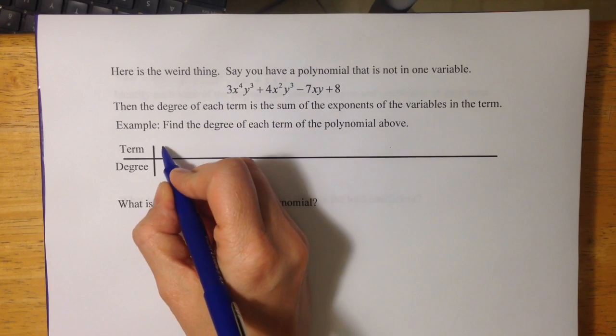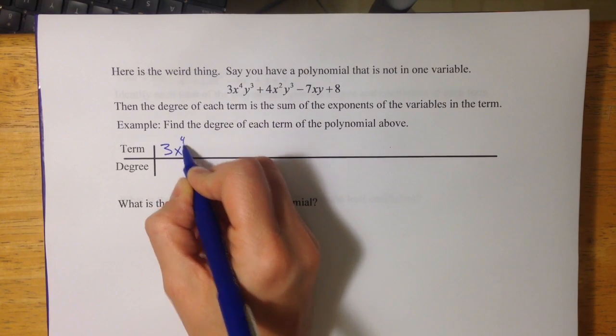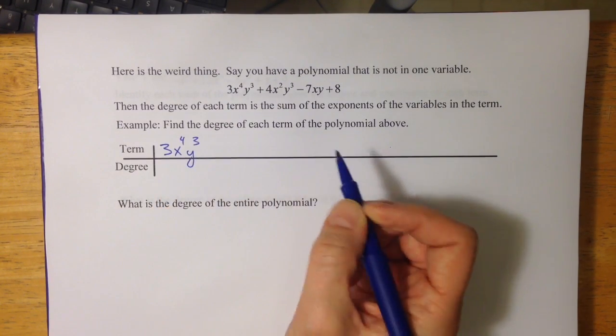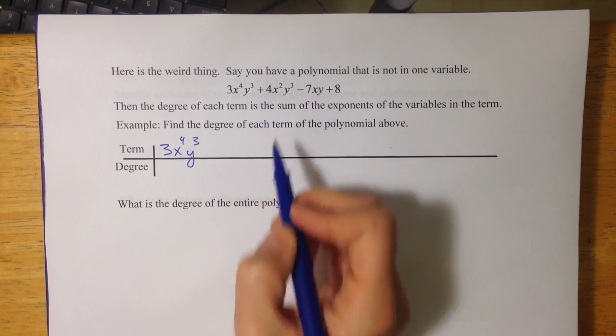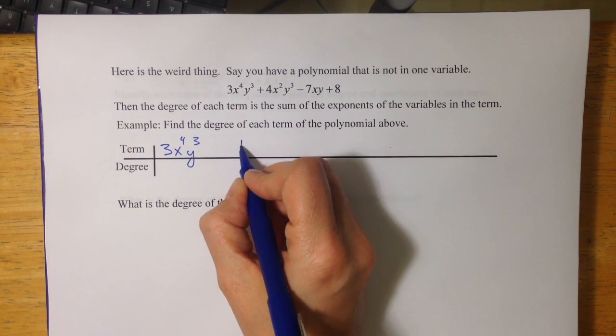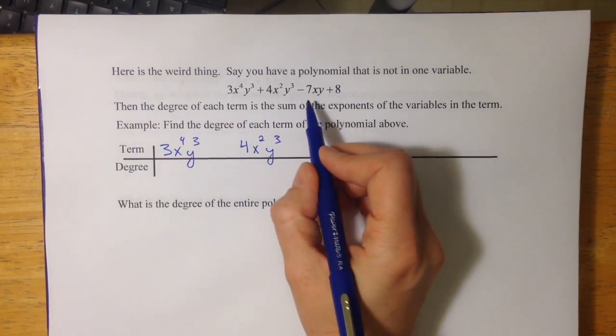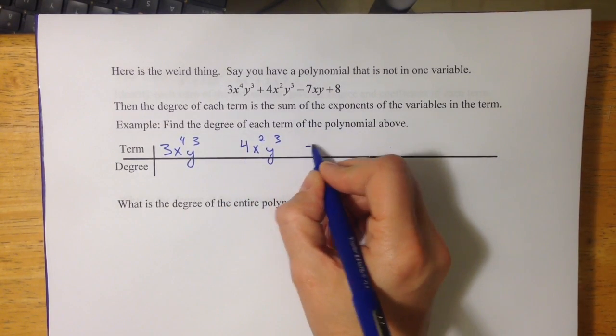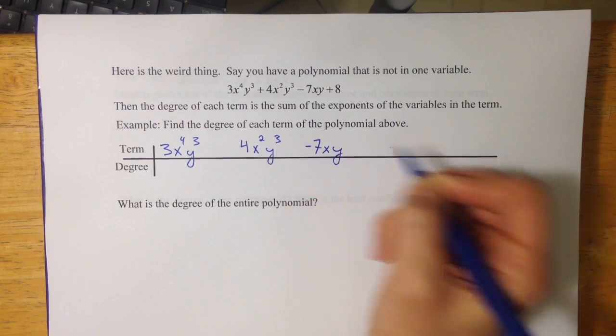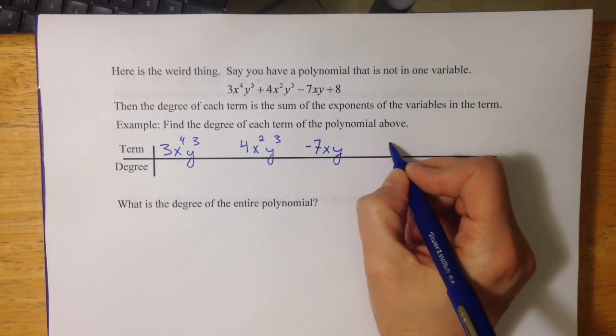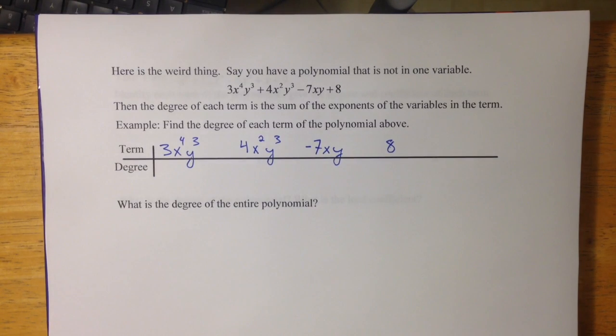My first term is 3x to the fourth y cubed. My second term is the next group of stuff that's being held together by multiplication, so 4x squared y cubed. My third term is the next group of stuff being held together by multiplication, so negative 7xy, and my last term is the constant term 8.